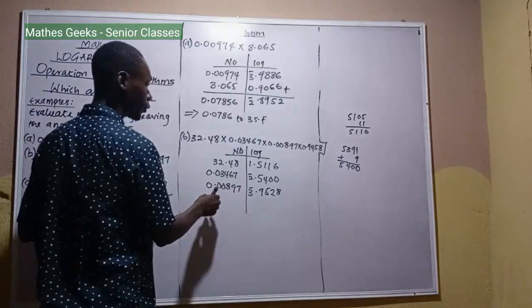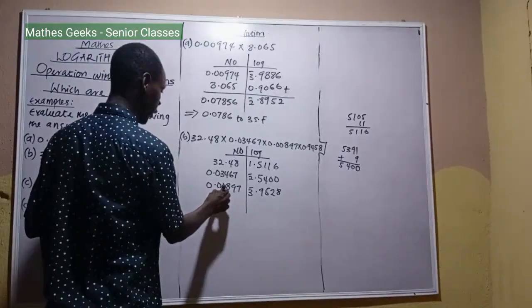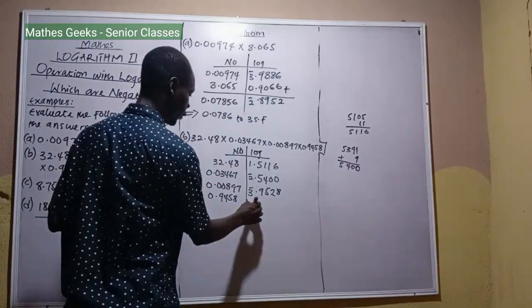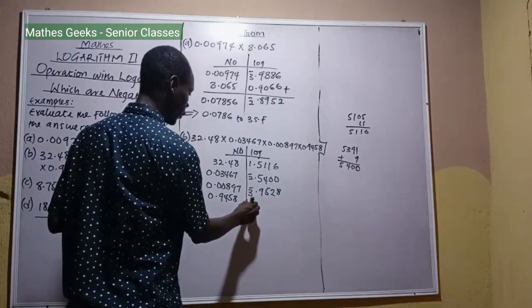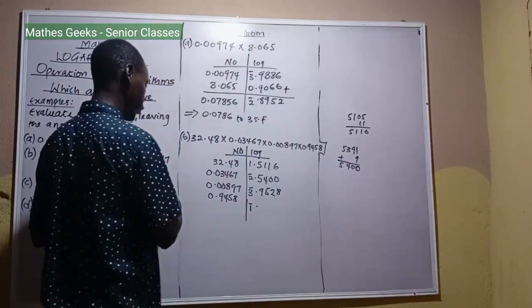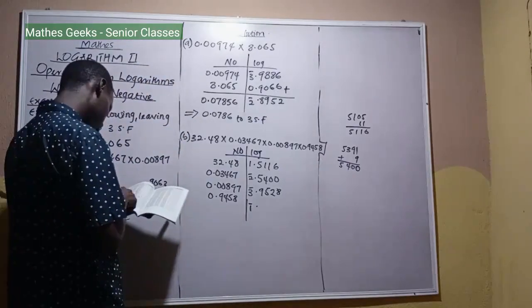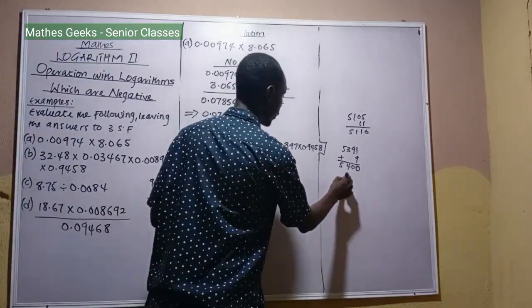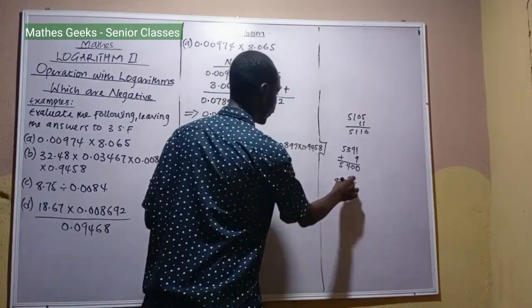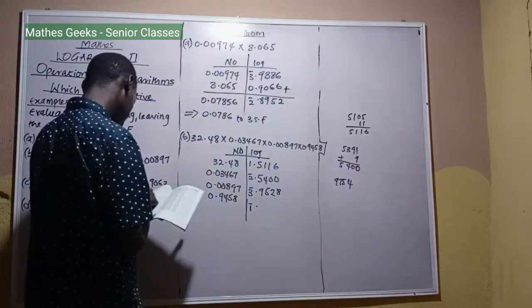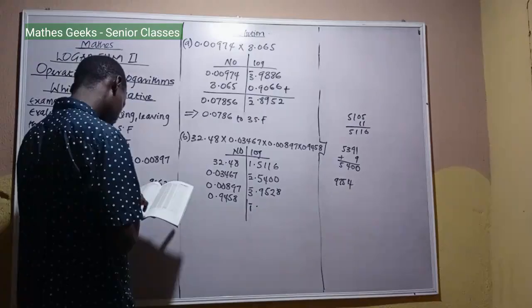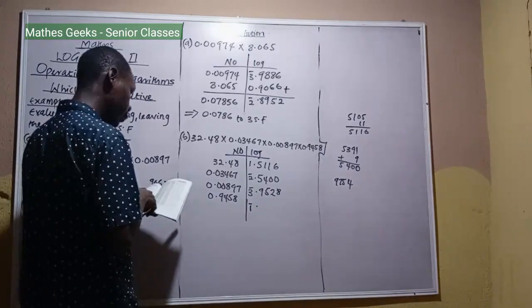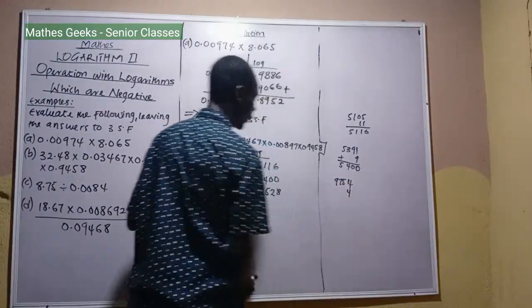The last one, 0.9458. Log 94 under 5 is 9754. Difference 8. Difference 8 is 4. So 9758.